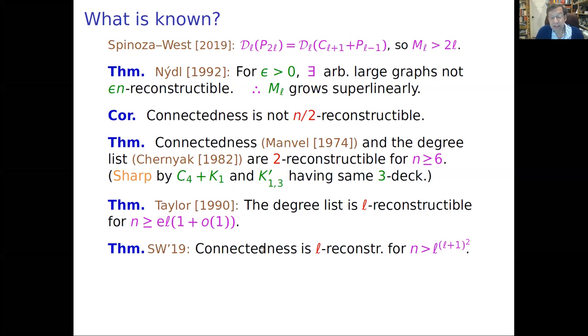What about connectedness? Spinoza and I showed that whether the graph is connected is L reconstructible when n is at least some rather large threshold in terms of L. This is very surely not sharp.